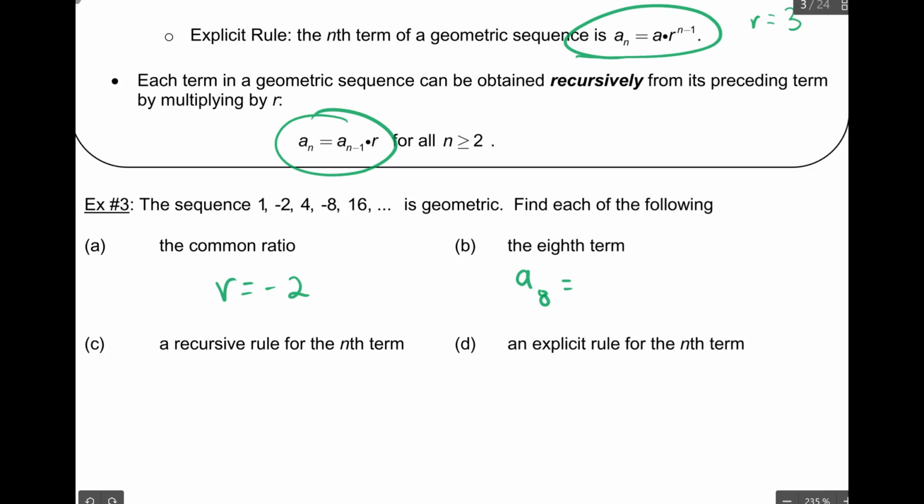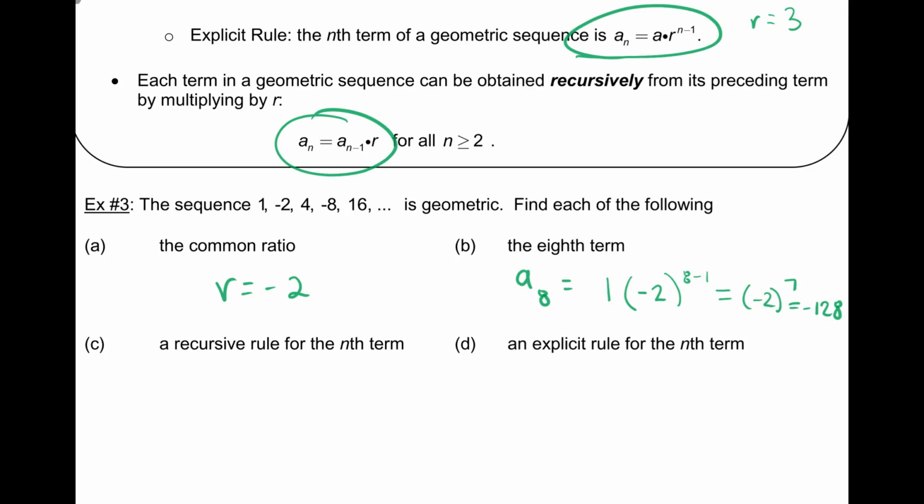The nth term of a geometric sequence is a of n equals a times r to the n minus 1. So it's equal to a, our first term was 1, times the common ratio, which is -2, to the n minus 1. Here my n is 8, so -2 to the 7th. 8 minus 1 is 7, so -2 to the 7th is just -128. 2 to the 5th is 32, times 2 is 64, so that's 2 to the 6th, 2 to the 7th, 64 times 2.